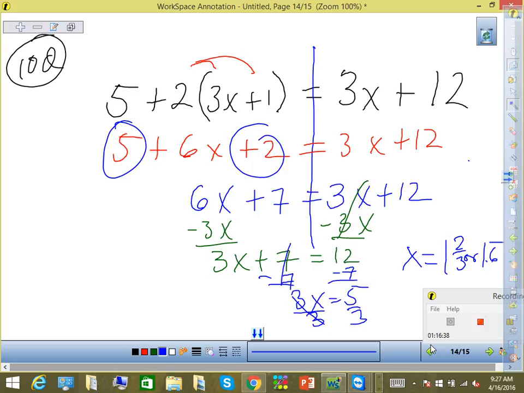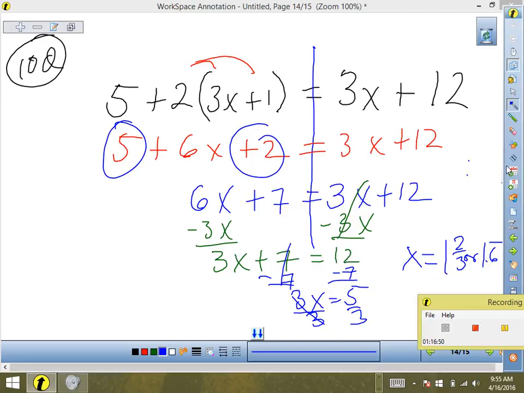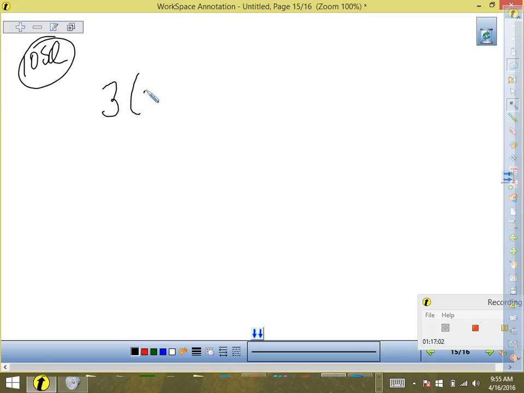All right, your attention really quick. Example 10 super cube. Here we go. 3 parentheses x plus 4 close parentheses equals 2 parentheses 2x plus 2 close parentheses.